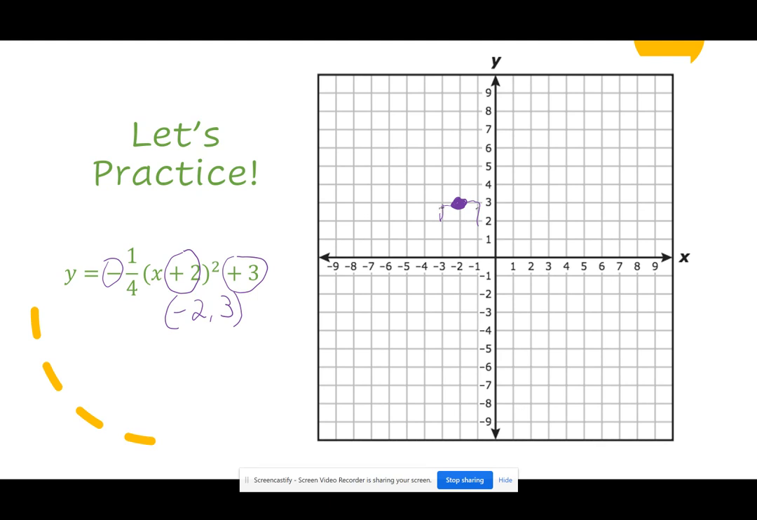I'm not even going to plot that point. I'm going to go to where we would have 2. So normally we have 1, 1, 2, 4, 3, 9, 4, 16.